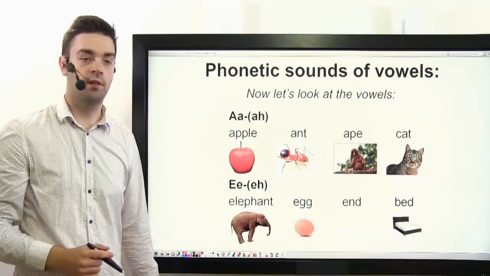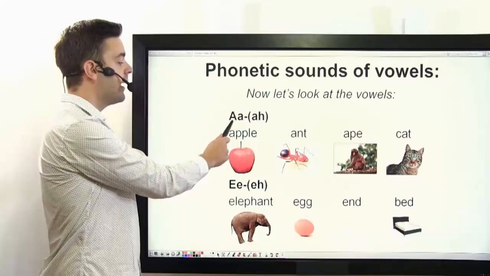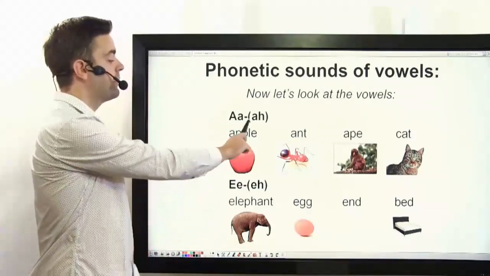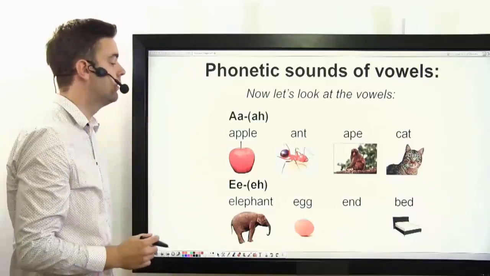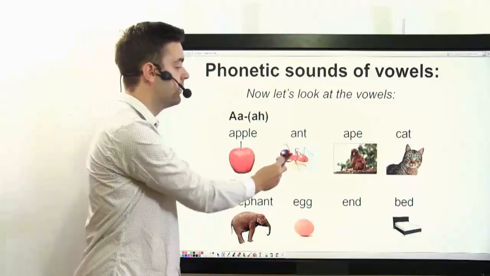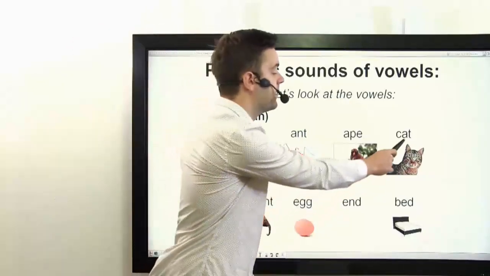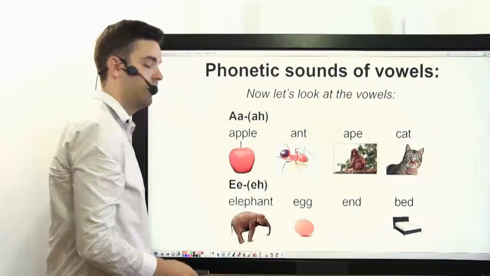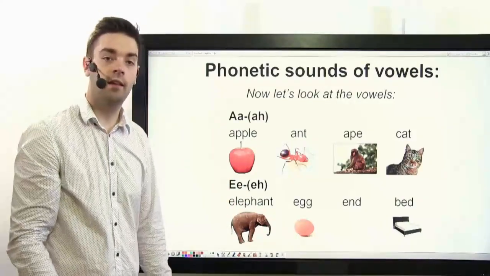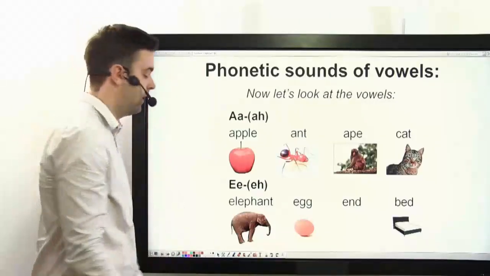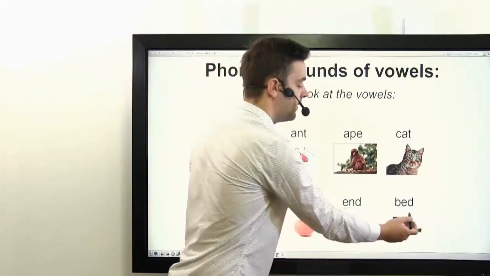Okay, so those were the consonants. Let's now take a look at the vowels. We've got A. A sounds like A. So, apple, apple, ant, ant, ape, ape, cat, cat. We've got E, E, which sounds like E, E. So, elephant, egg, end, and bed.